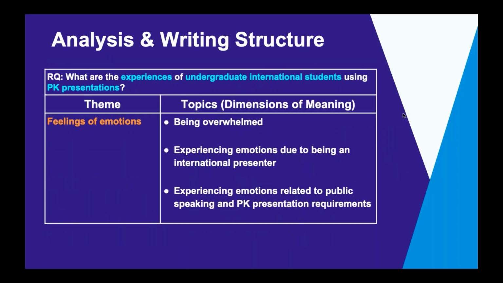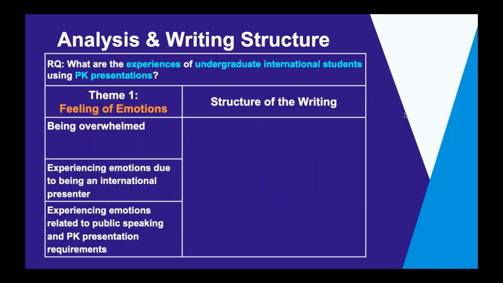All right, so how does that formula then come into play when I start writing my themes? So I have my PK, I have my research question, I have my theme, feelings of emotions. Now, within this theme, I had 3 main topics: being overwhelmed, experiencing the emotions due to being an international presenter, and experiencing emotions related to public speaking and PK presentation requirements. So, what's my formula? Let's take a look at it.